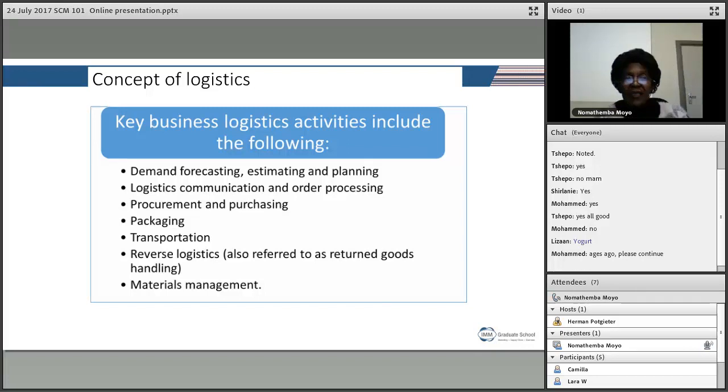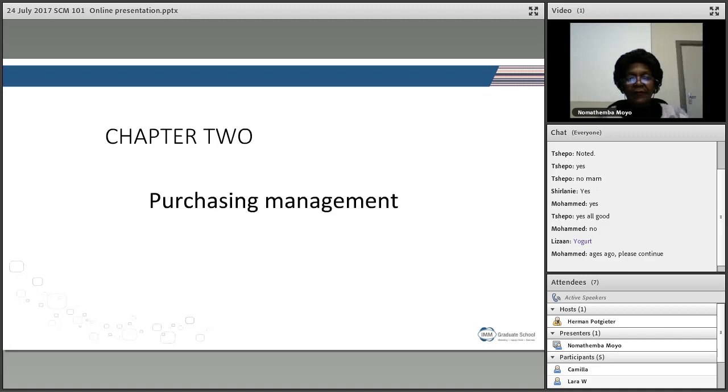The key business logistics activities will include demand forecasting, estimating and planning, logistics communication and order processing, procurement and purchasing, packaging, transportation, reverse logistics, which is sometimes referred to as returned goods handling, and materials management.